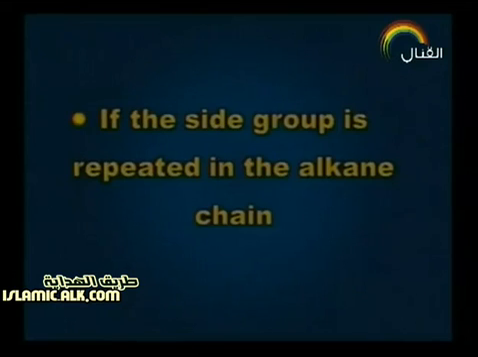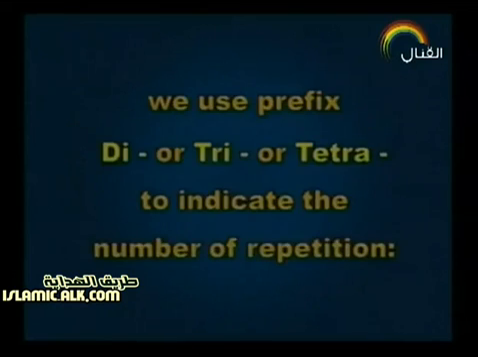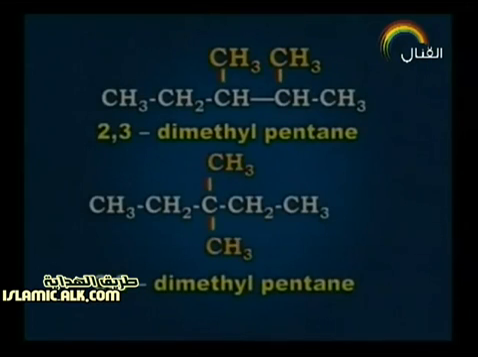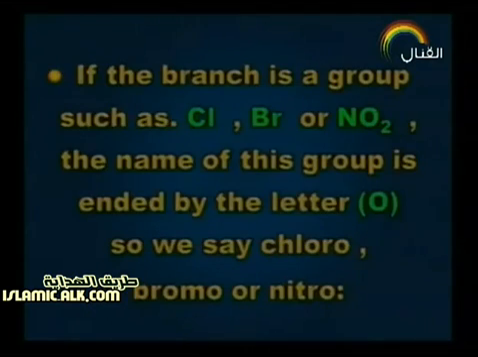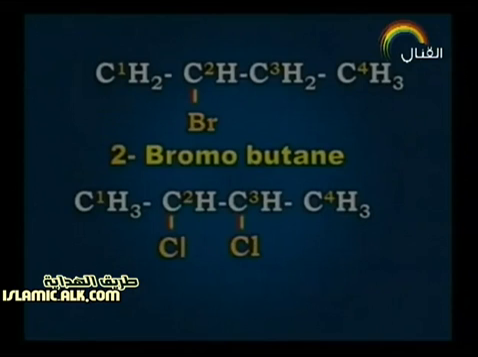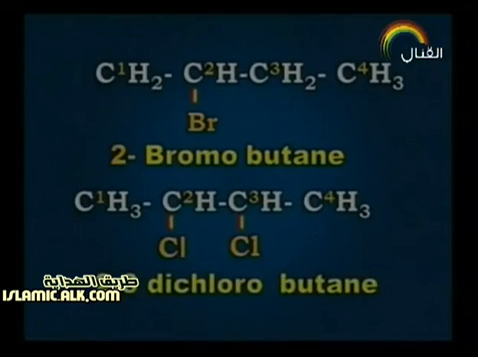If the side group is repeated in the alkane chain, we use the prefix di, tri, or tetra to indicate the number of repetitions. Here, as shown on the screen, 2,3-dimethylpentane, and another example here, 3,3-dimethylpentane. And if the branch is a group such as chlorine, bromine, or nitro, the name of this group ends with the letter o, so we say chloro, bromo, or nitro. As shown on the screen, it will be 2-bromobutane, and another example here, it will be 2,3-dichlorobutane.